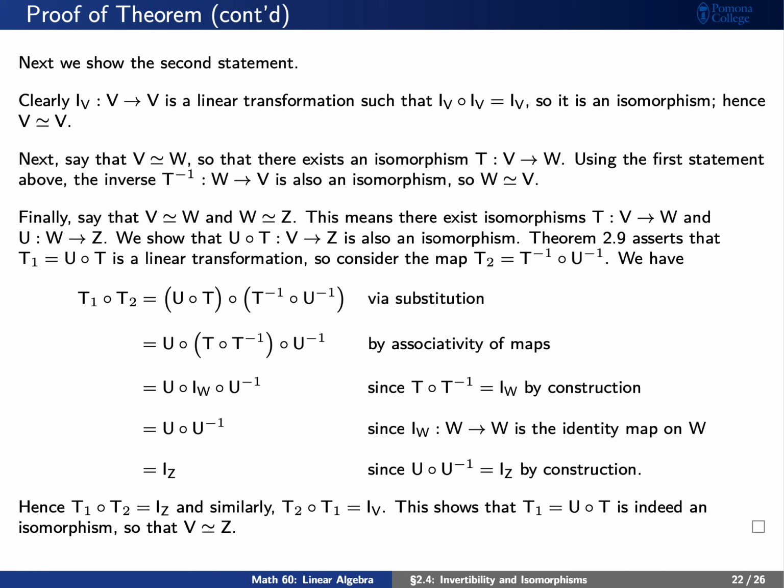Finally, let's say that V is isomorphic to W and W is isomorphic to Z. This means that there exist isomorphisms T from V to W and U from W to Z. It suffices then to show that the composition U circle T is an isomorphism from V to Z. We won't worry about showing this in detail, but the details are provided here on the slide. This does indeed show that V is isomorphic to Z.